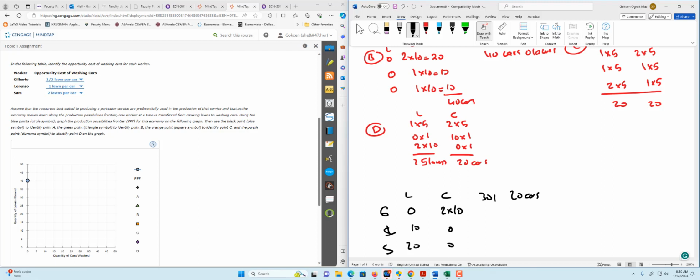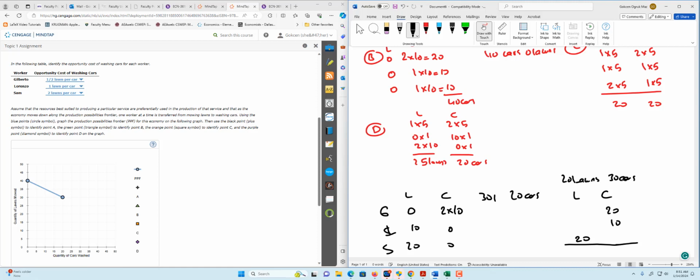So let's find this point. Here we have 30 lawns and 20 cars. This is another point. Now we continue to allocate resources from the lawn business to the car business, and the second person who will switch to the car business will be Lorenzo. Why? Because this is the person who has the second lowest opportunity cost. Let's calculate the production of lawns and cars. Gilberto is producing cars. Now Lorenzo is producing cars too. Sam continues to produce lawns, and that's the case where you have 20 lawns and 30 cars.